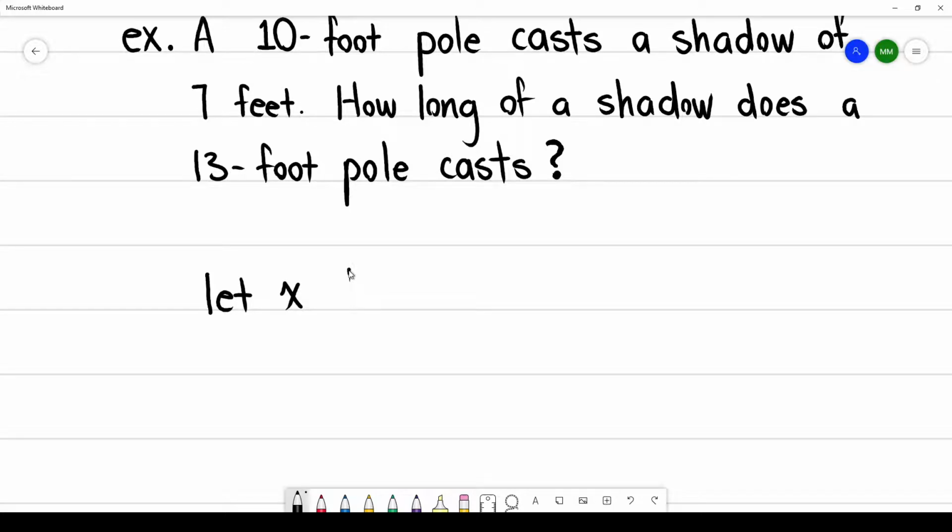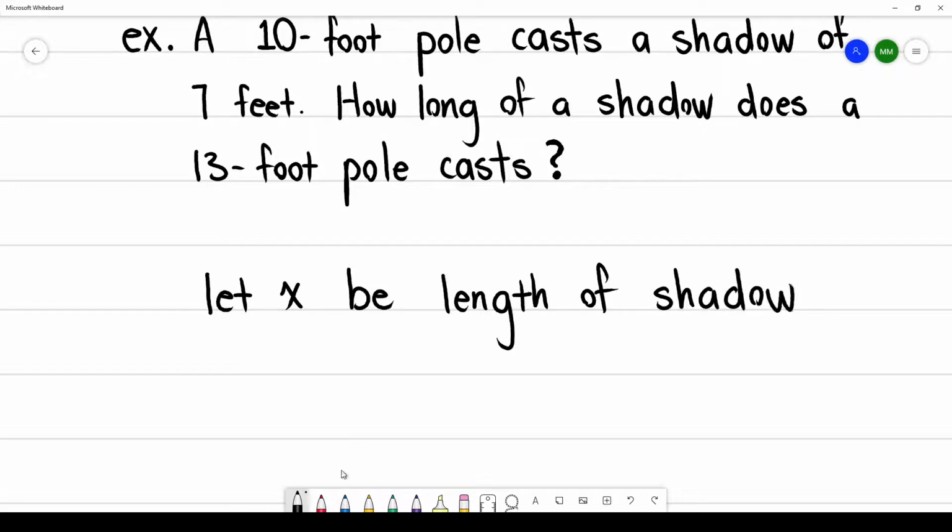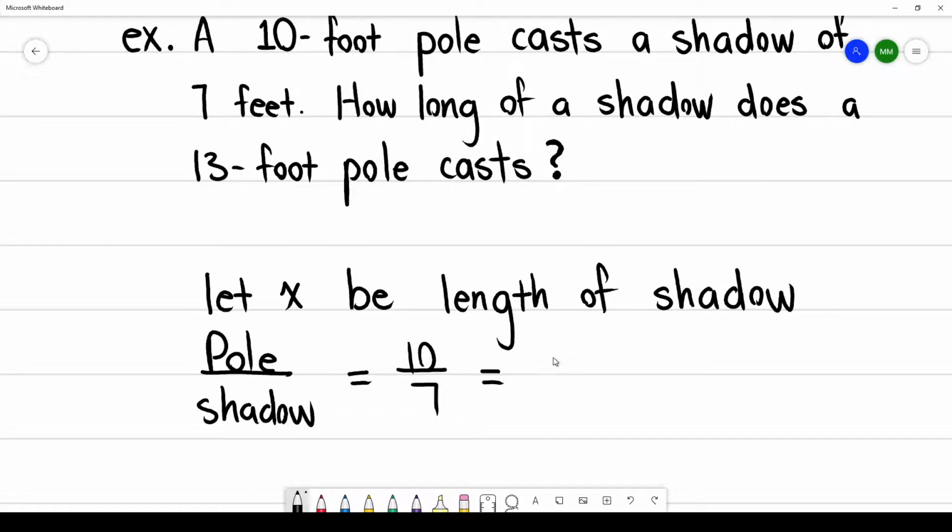So let x be the length of shadow. And then I'm going to do pole over shadow, okay? So just 10 over 7. So this proportion is equal to 10 over 7. And then on the other side, we have 13 over x.